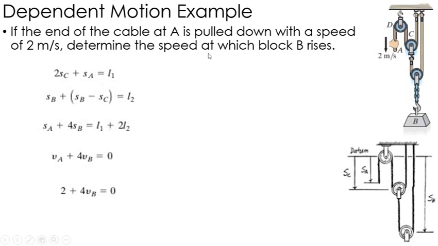So now plugging in 2 meters per second for the velocity of A, I can find that the velocity of B is, I actually get negative, which means that the position B is actually getting smaller, meaning that the block is moving upward at a half a meter per second. So again, just figure out the position of each moving piece, and then using those positions, figure out the length of each cable, and take a time derivative to get to velocity, and then solve.